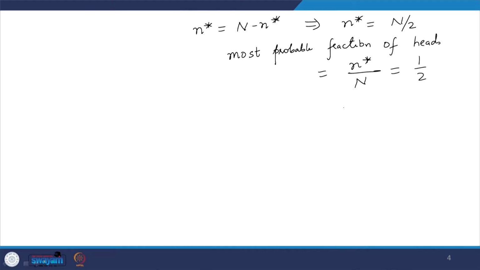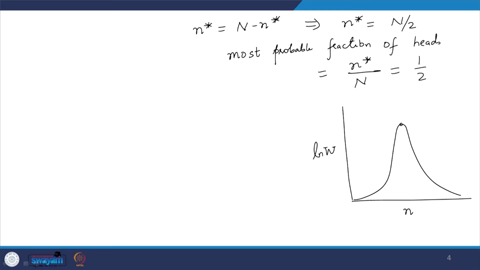So, now that gives me the most probable number, but it is still not giving me the distribution of the probability or the number of ways as a function of n. So, what we are interested in is how this ln w is changing with n. We know that it is maximum for n star is equal to n by 2, but we do not yet know the shape of the curve or what is the width of this particular distribution, and more importantly what is the form of this distribution, right.